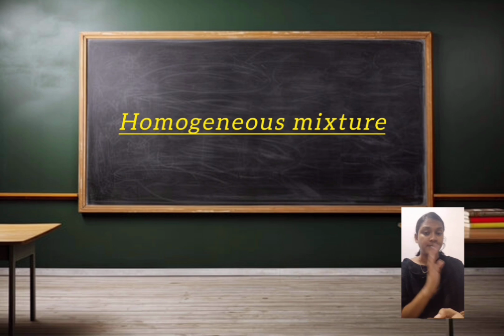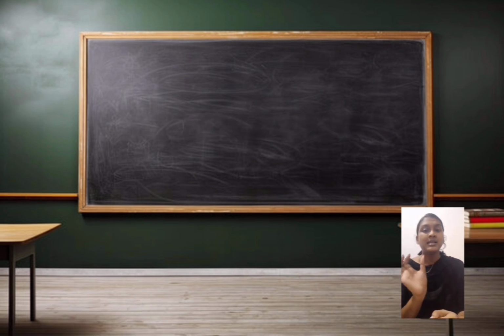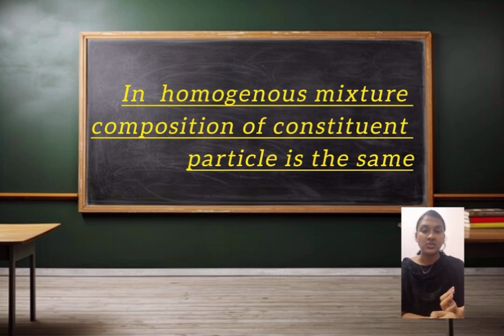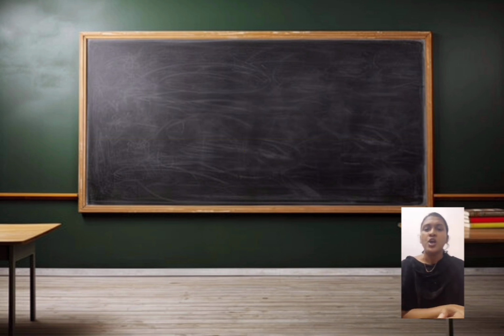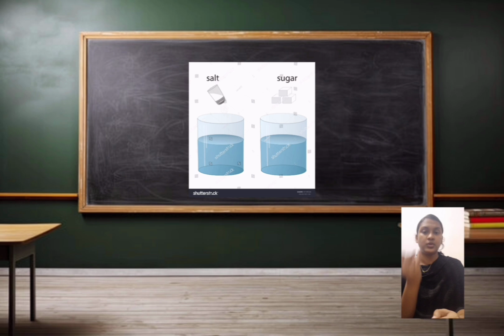As the name itself suggests, homo means same. In a homogeneous mixture, the composition of constituent particles is same throughout that particular mixture, and all solutions are considered homogeneous mixtures. There are certain examples like sugar solution and salt solution. From these examples we can understand the property of a homogeneous mixture.